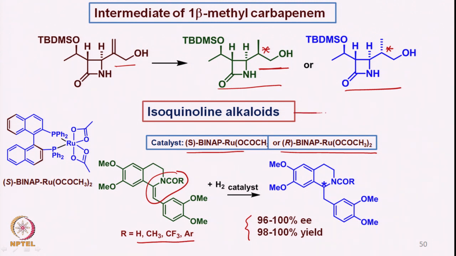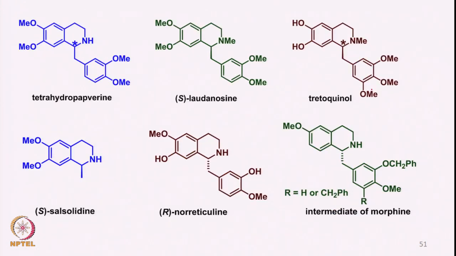So these isoquinoline type of alkaloids, which are very useful, can also be synthesized, and then this carbapenem antibiotic type of molecules can also be prepared in optically pure form. As one can see, different isoquinoline type of alkaloids like tetrahydropapaverine, laudanosine, tetrahydroisoquinoline or salsolidine, norlaudanosine or morphine type of molecules, intermediates, they all have been synthesized by the work of Noyori's hydrogenation reactions using the catalyst based on BINAP.